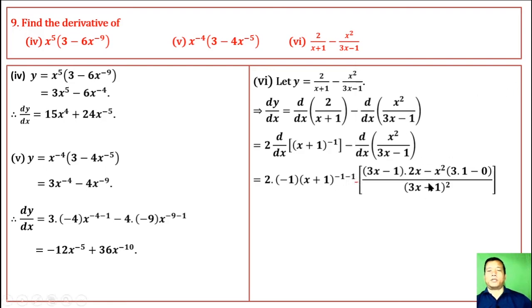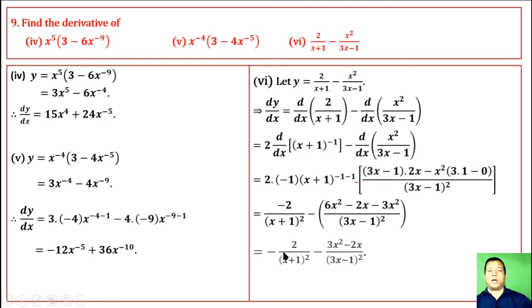And apply quotient rule. Denominator into derivative of numerator minus numerator into derivative of denominator, we get this whole divided by denominator square. Simplify to the simplest form, and we get the derivative.